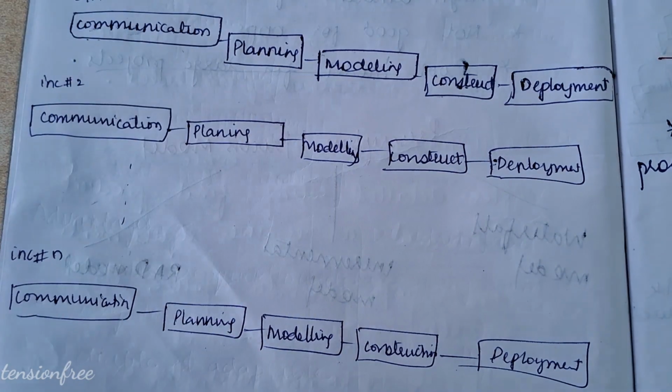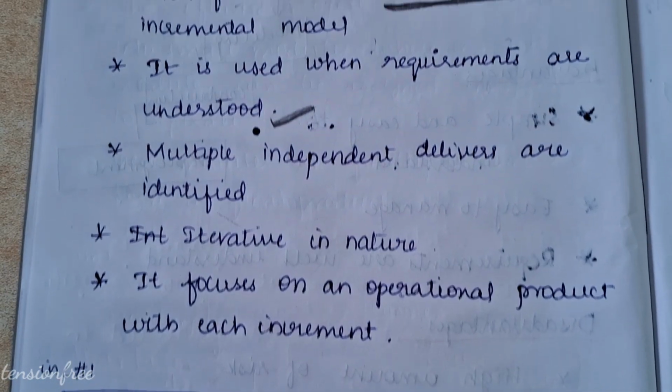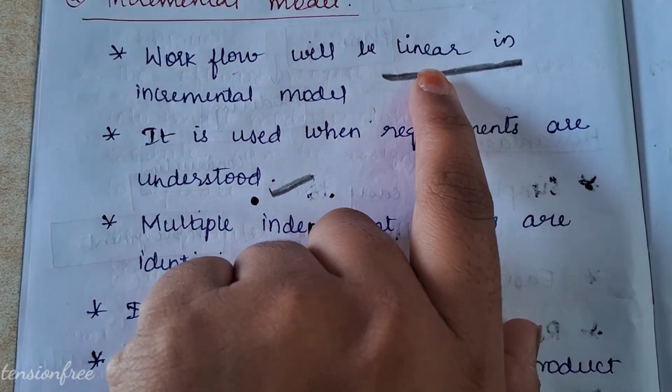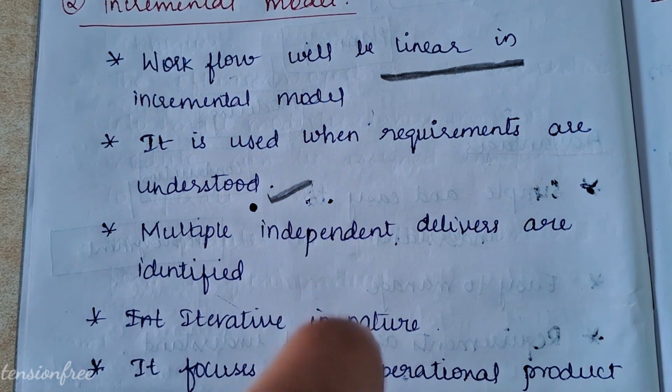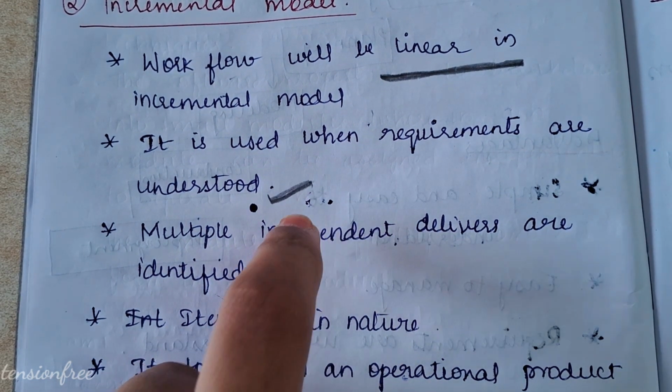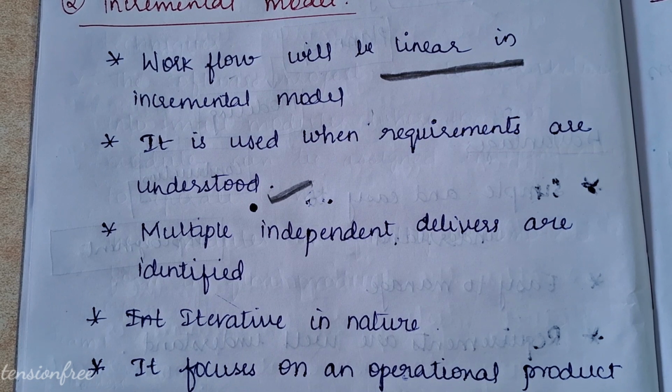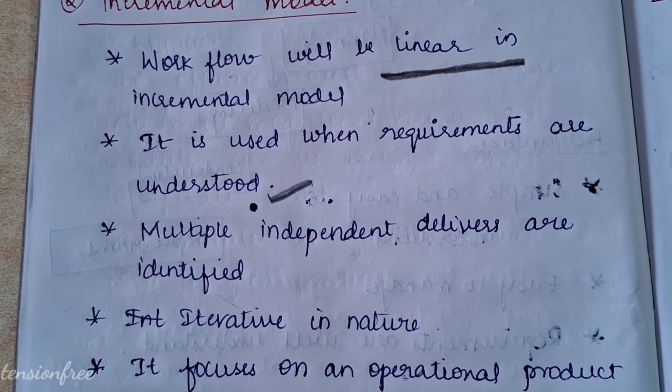Now, what should we write about the incremental model? It's a linear model. It is used when requirements are understood. Multiple increments will be identified, which is iterative in nature. It focuses on the operational product.